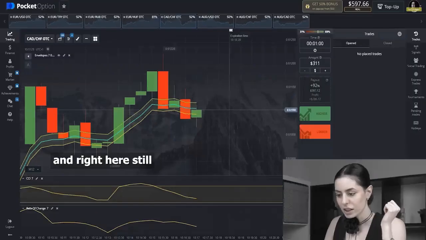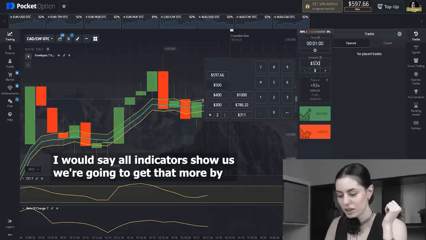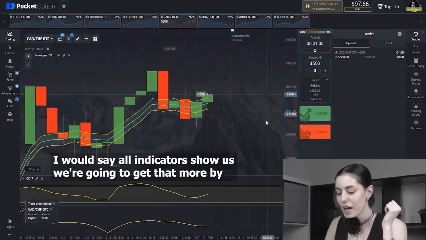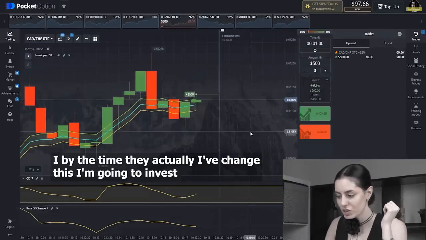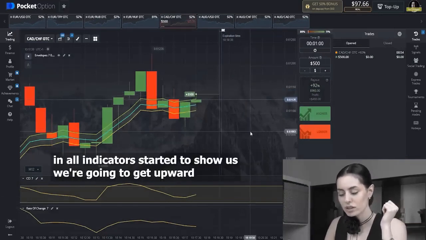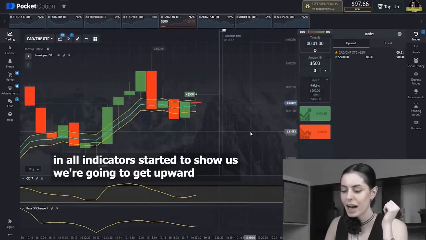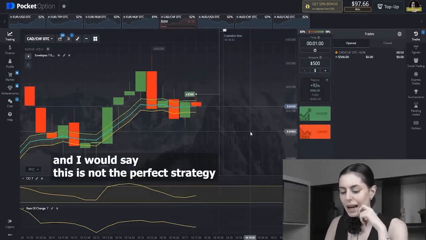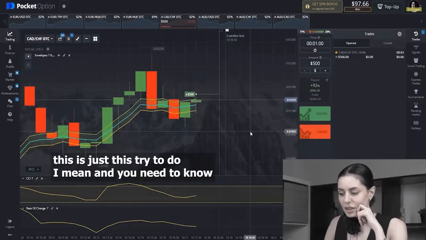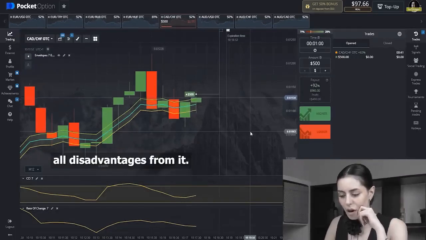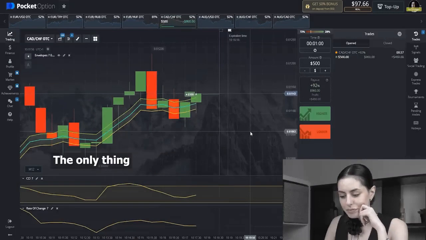And right here, still, I would say all indicators were showing us we're gonna get downward, but by the time I changed the sum I'm gonna invest in, all indicators started to show us we're gonna get upward. And I would say this is not the perfect readable strategy. This is just the strategy, and you need to know all its advantages. The only thing, the only thing.